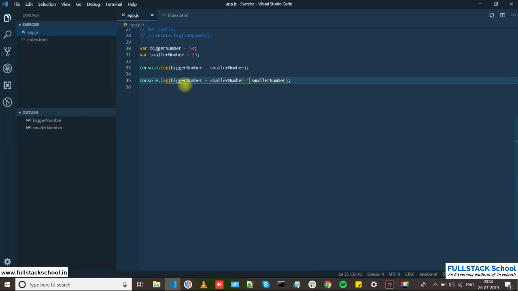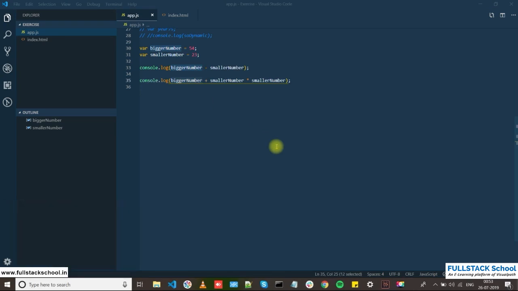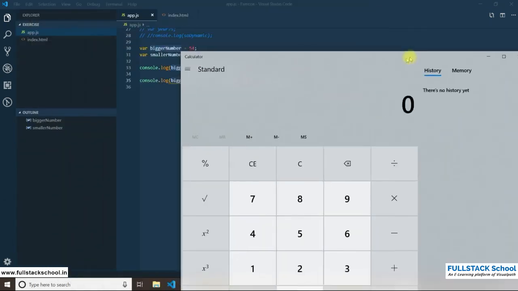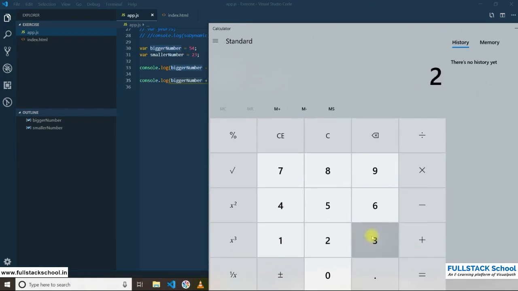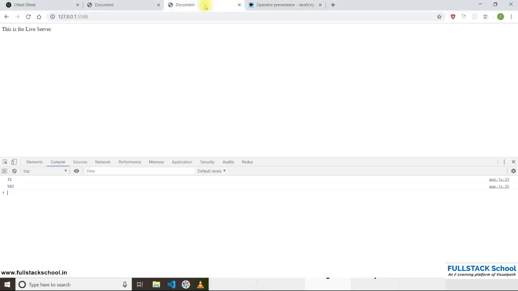So in our case, what happens? Instead of bigger number plus smaller number into this one, first we will multiply this, and then the plus is going to be added here. In our case, let me take this. So smaller number is 23, right? So 23 into 23 equals 529 plus 54 equals, you should get the answer of 583 if we go to our document.